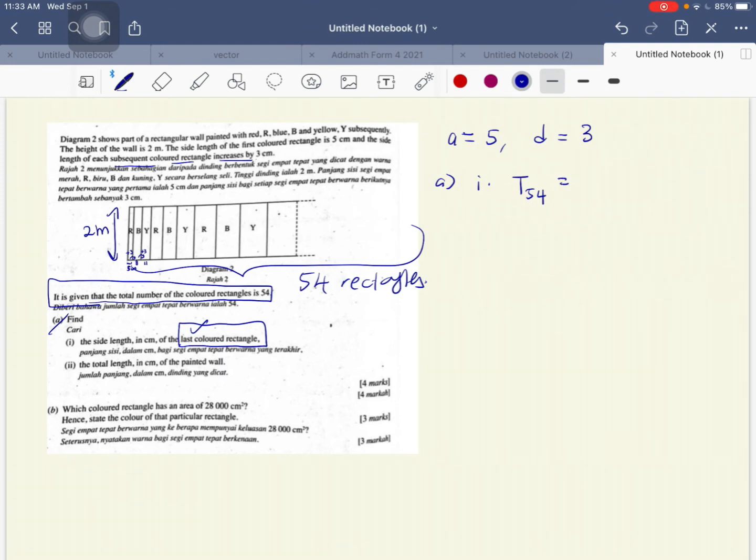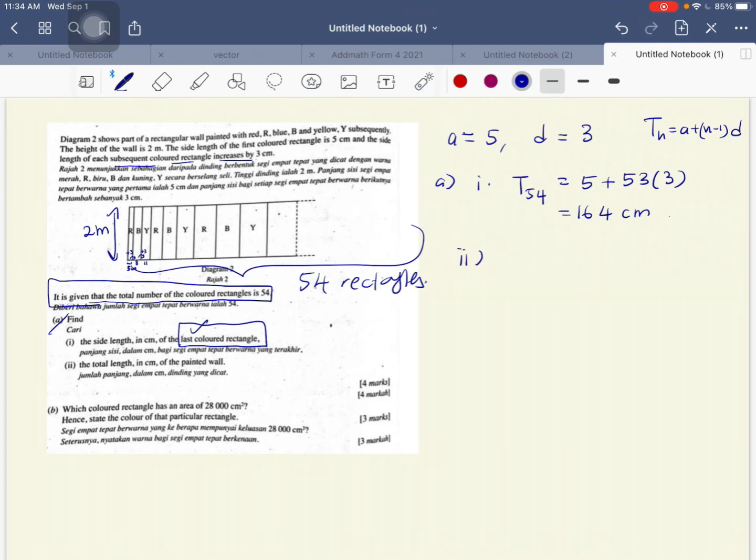So using the formula of the arithmetic progression, we have Tn equals A plus n minus 1 times D. So A is equal to 5 plus 53 times 3. So we should have the answer to be 164 cm. So that should be the side length of the last colored rectangle.